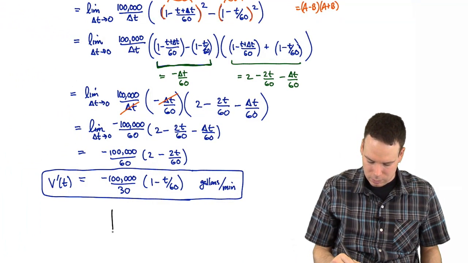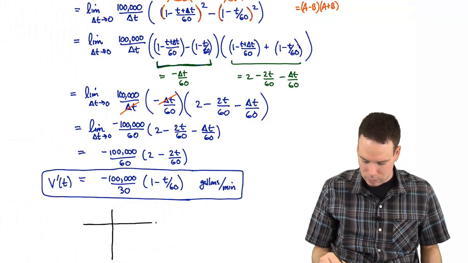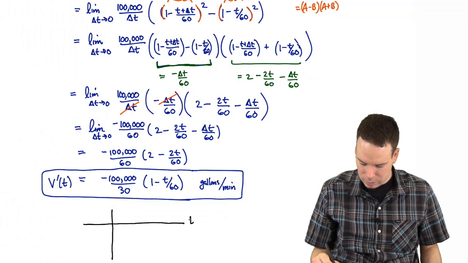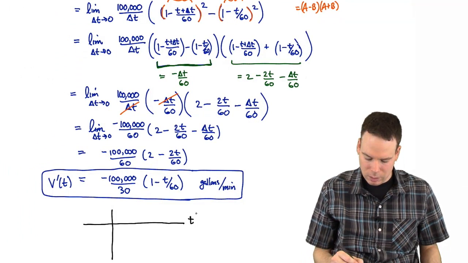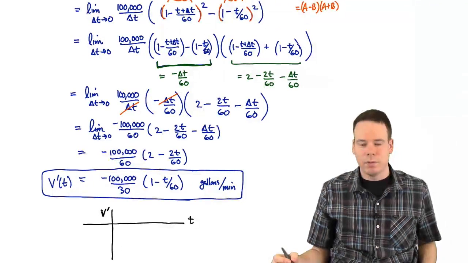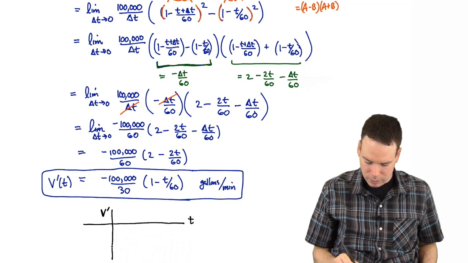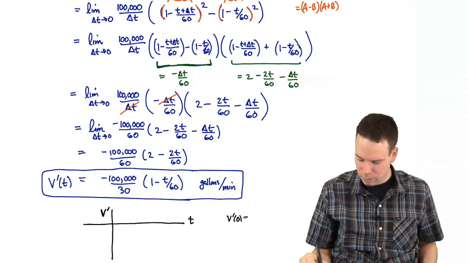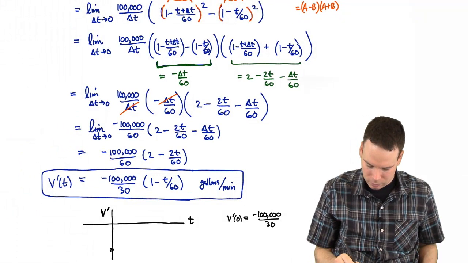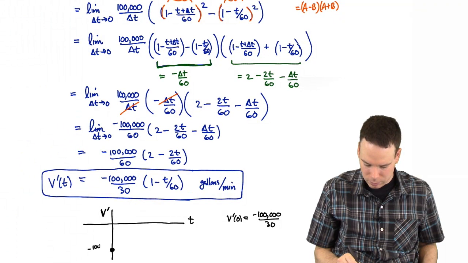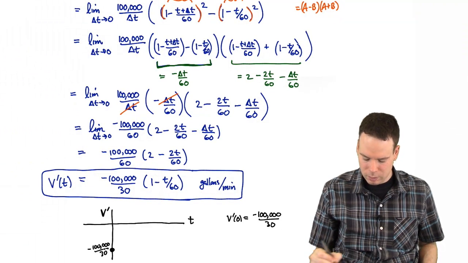So here is our graph. This is going to be our t-axis. This is going to be our v prime. That's our derivative. Let's see what this is. Well, what's going on at 0? When we plug t equals 0 in, I get a value of, so v prime of 0 is negative 100,000 over 30. So it's down here. Negative 100,000 over 30.